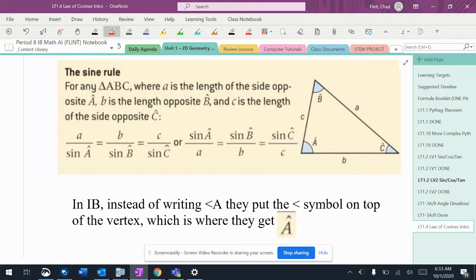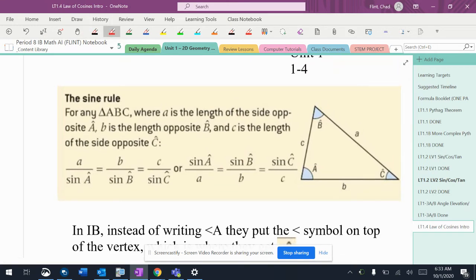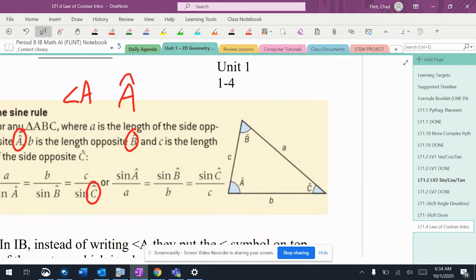Okay, so IB uses a weird little thing that I don't know if I've talked about yet. We always in geometry have done angle A like this, and A was the vertex. IB, so every place else in the world basically, does it like this. They put the little angle symbol on top of the vertex like that. So if you look down here, there's one there, there's one there, there's one there. So you're going to see things like that. You'll also see things like this, C, A, B, with an angle symbol. That means the same thing as angle CAB.